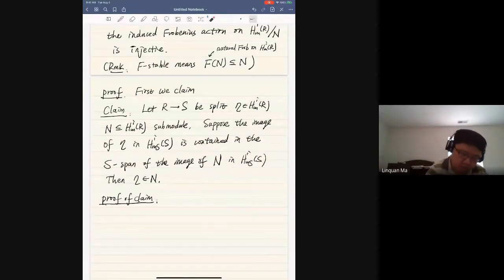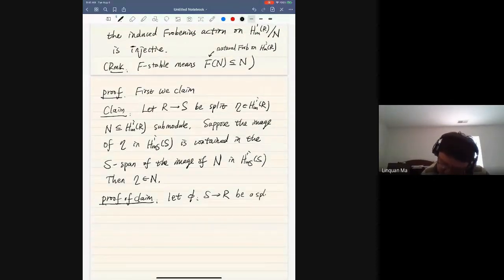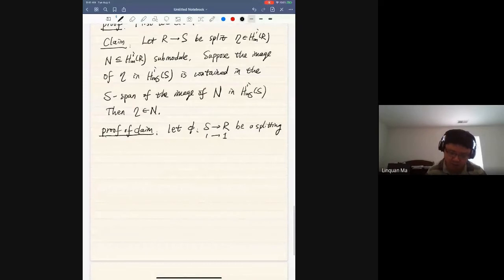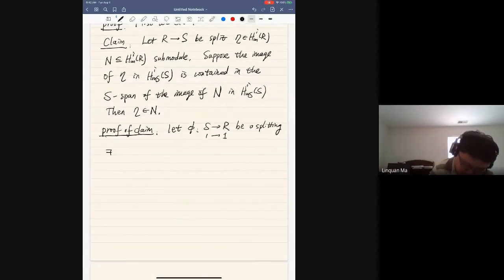Okay, and so I let phi: S to R be a splitting. That means this is an R linear map, and if I compose this with the natural map from R to S, I get the identity map on R. In particular, this map sends 1 to 1. All right, and now the only thing that I have to check is that there exists a commutative diagram.